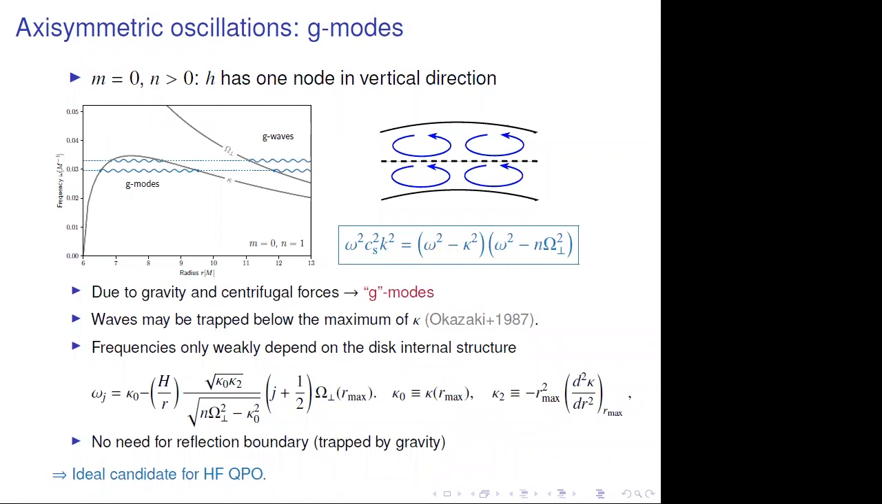Yeah, actually, in this simple model, torque is everywhere zero, right? Because there is no viscosity. So even at the inner edge, yeah. Yeah, I will talk about that later.